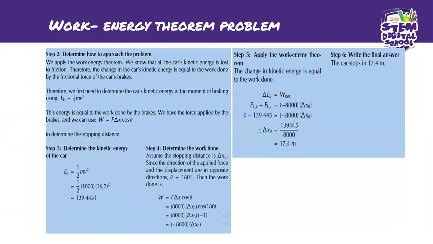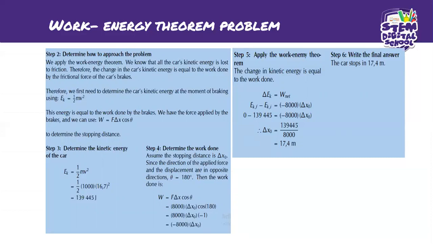So how do we apply that? We will apply once again the work energy theorem. We know that all the car's kinetic energy is lost to friction. Therefore, the change in the car's kinetic energy is equal to the work done by the frictional force of the car's brake. Basically, this is the equation that we're going to use. Remember, net work can also be equal to the change in kinetic energy.